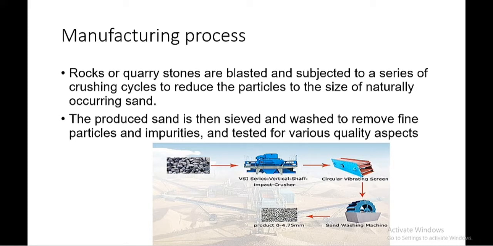Manufacturing process: rocks or quarry stones are blasted and subjected to a series of crushing cycles to reduce the particle size to that of naturally occurring sand. Three crushers are used: primary, secondary and tertiary crushers. The produced sand is then sieved and washed to remove fine particles and impurities, and tested for various quality aspects. The standards for fine aggregates will be used for manufactured sand as well.